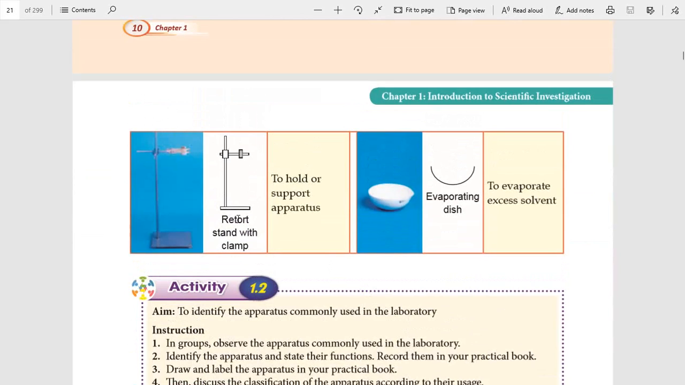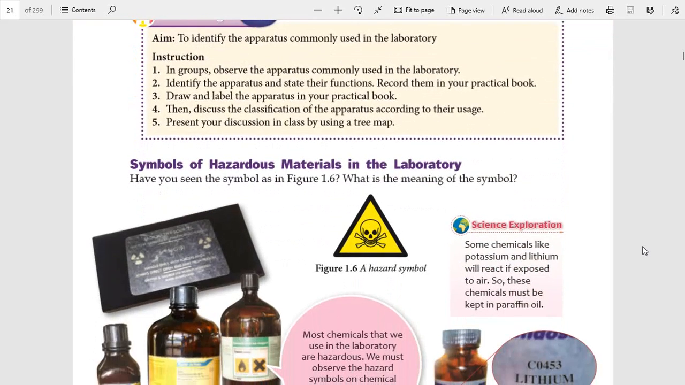Next, the retort stand with clamp. This is the clamp, and the blue color, and this is the red dots, to hold the apparatus. For example, the boiling tube: you cannot hold it with your hand to heat it, but you use this red stand with the clamp. The clamp will clamp the boiling tube. And the evaporating dish is to evaporate the excess solvent.